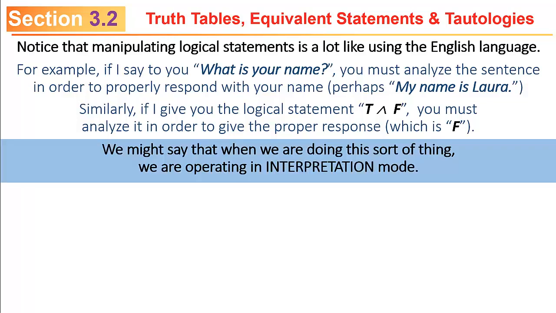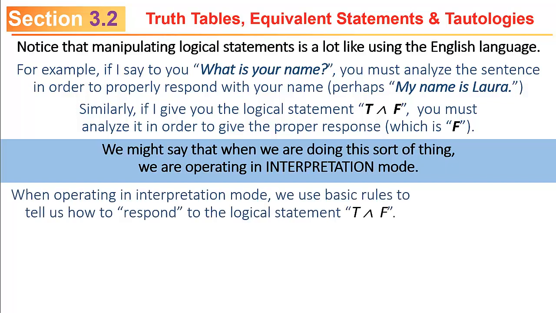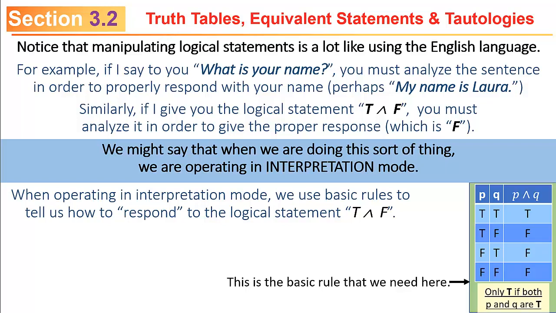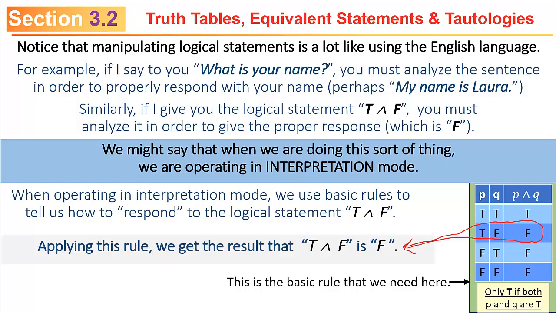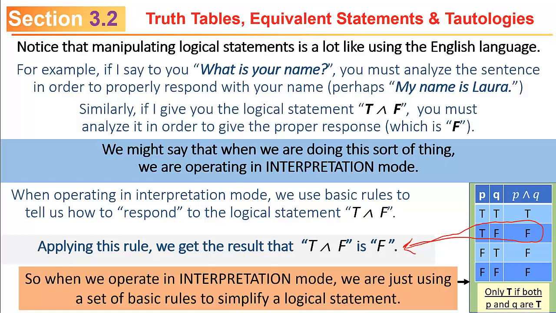When you're doing this sort of thing, you might say that you're operating in interpretation mode. You're interpreting what the symbols mean. When operating in interpretation mode, we use basic rules to tell us how to respond to the logical statement, for example, T and F. The basic rule we need here to interpret it is that it's only true if they're both true. Well, they're not both true here, so the result is false. So when we operate in interpretation mode, we're just using a basic set of rules to simplify a logical statement.